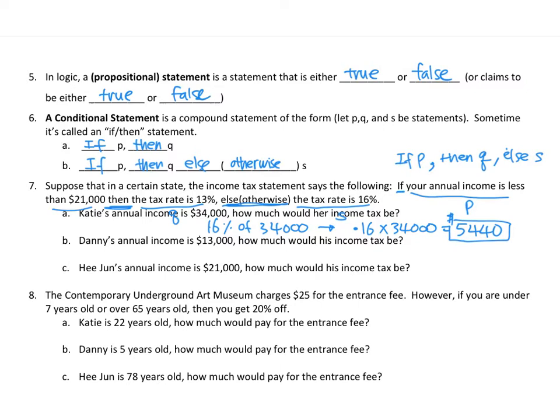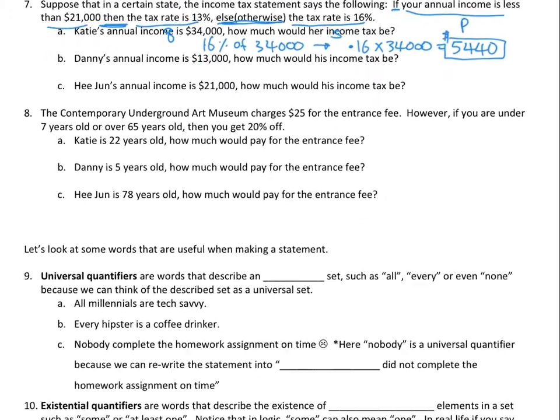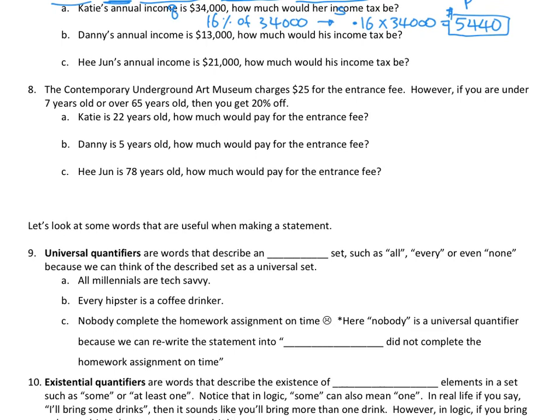All right, I'm going to have you finish part B of part C of number 7. And I'm going to have you try number 8 as well. Number 8, there's a museum, they're charging $25, but if you are under 7 years old, or, here I'm going to underline or, over 65, then you get 20% off. So this is a little extra twist. So I have you try number 8 as well, and we'll meet back at number 9.